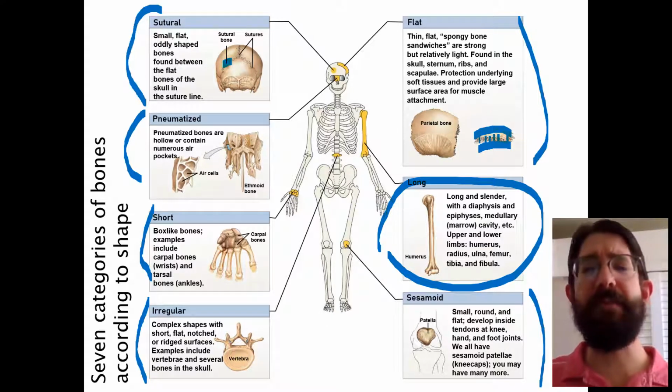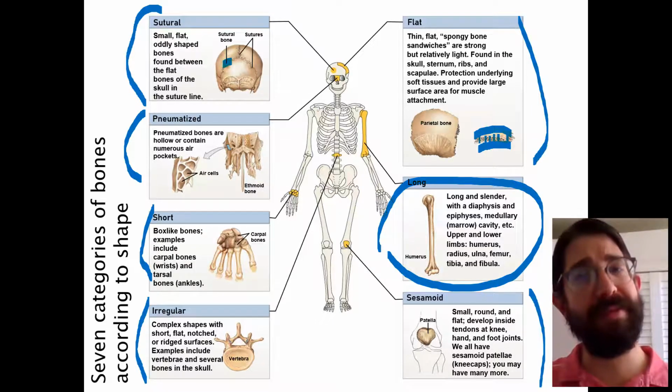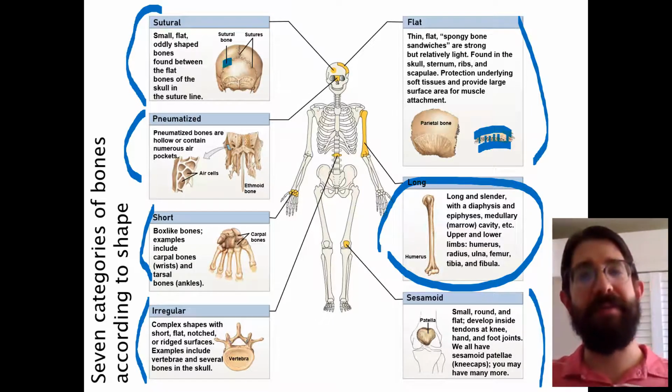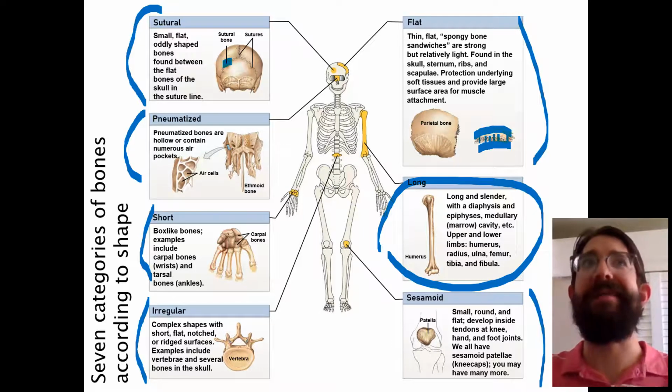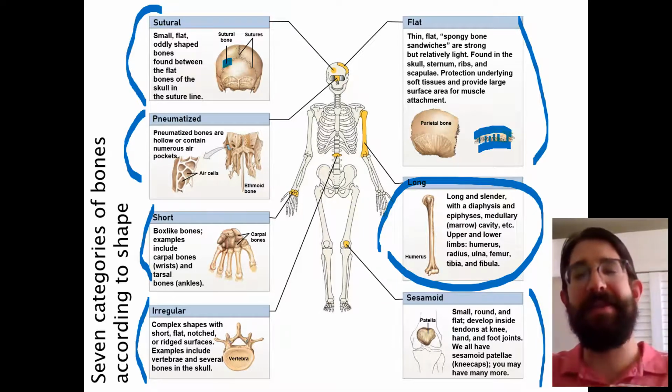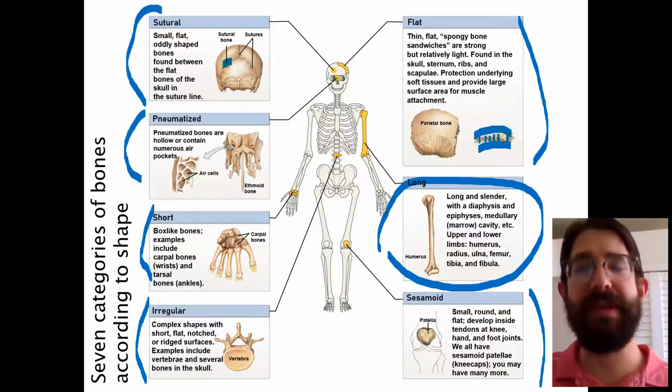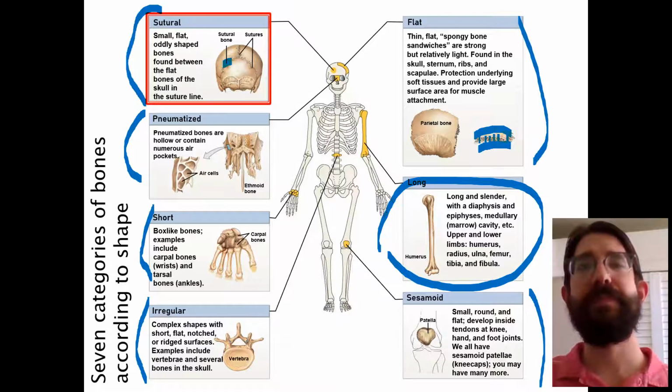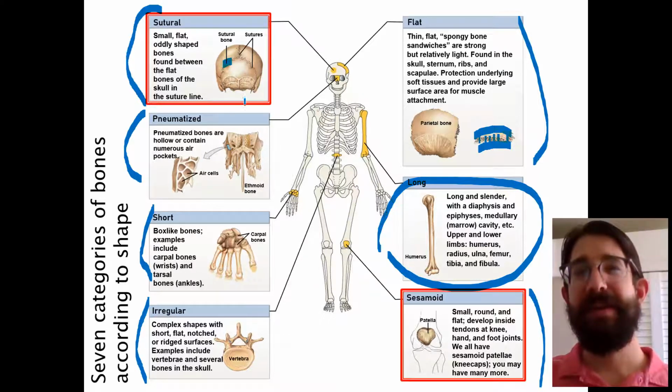And this is another reason why we have 206-ish bones. I don't know what you got going on with your sesamoid bones. I don't even know what I've got going on with my sesamoid bones. So 206 is about how many bones you have. Keep an eye on these sutural bones. People really tend to forget about sutural bones and sesamoid bones. But you really do want to be able to name all 7 of these bone shapes and an example of that bone shape.